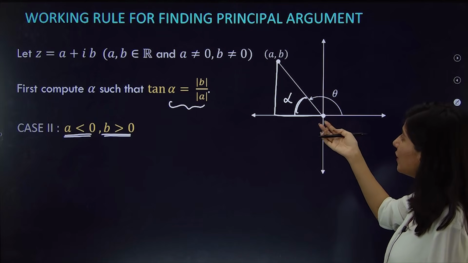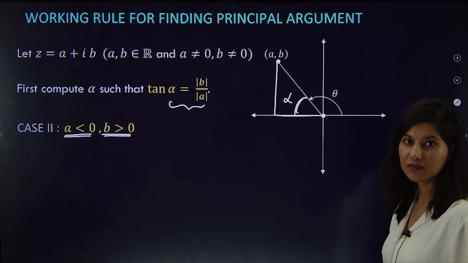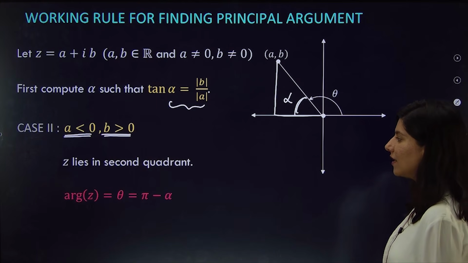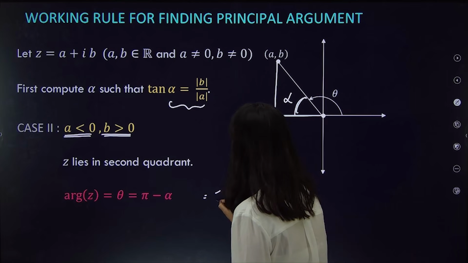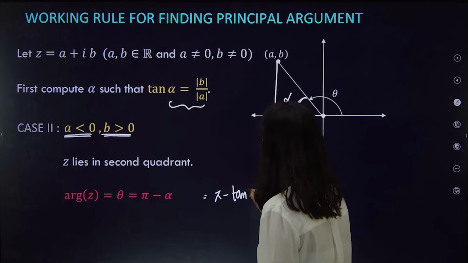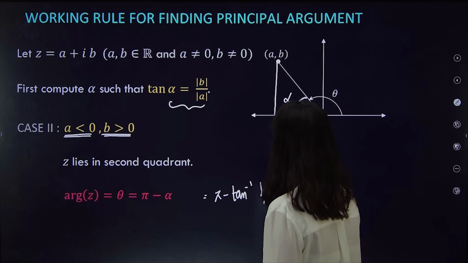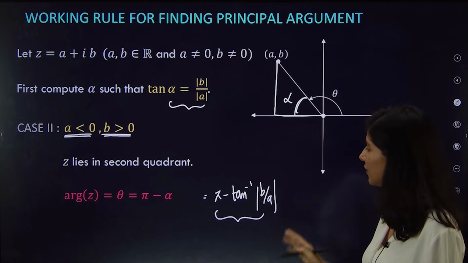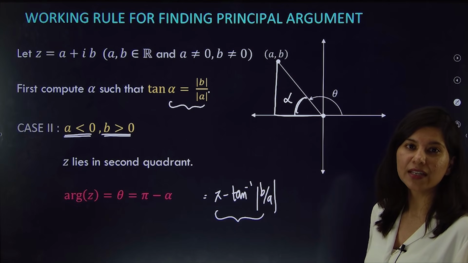So obviously we need to subtract. This will be pi minus alpha. So basically your final answer will be pi minus tan inverse B by A. And obviously do not consider the sign of B and A. Directly you can write this formula: whenever you see A is negative, pi minus tan inverse B by A.